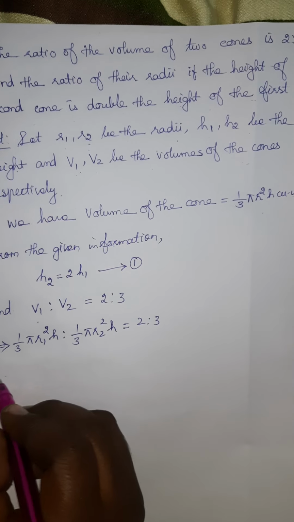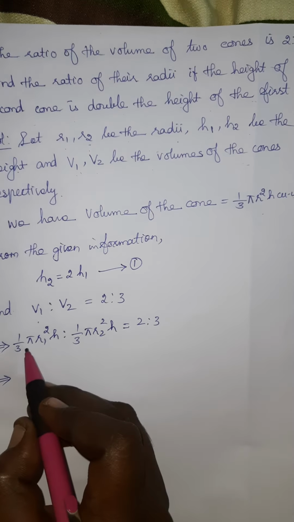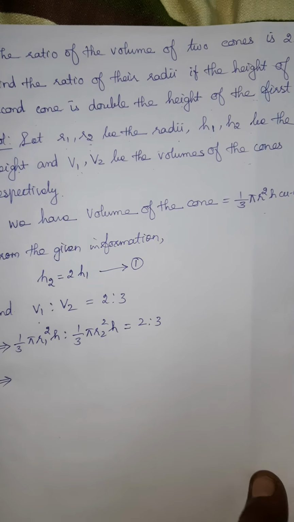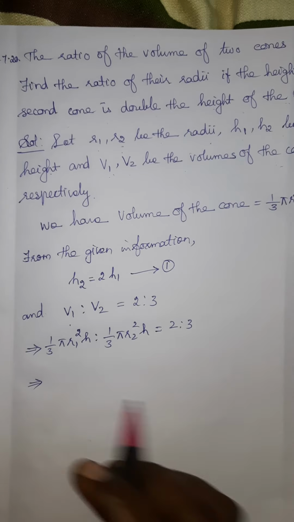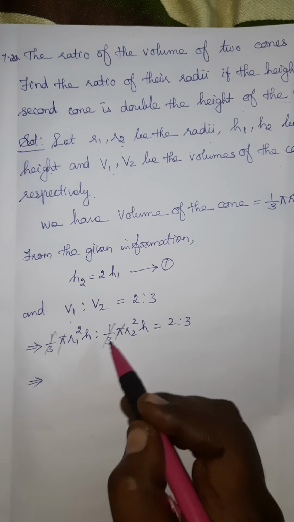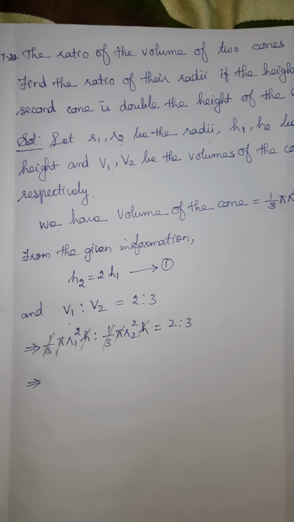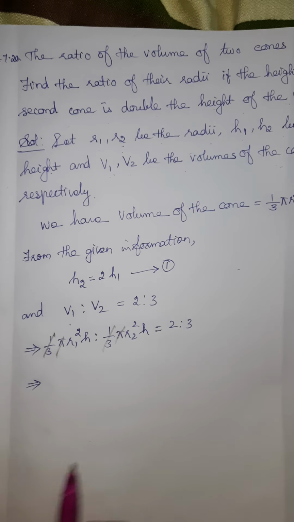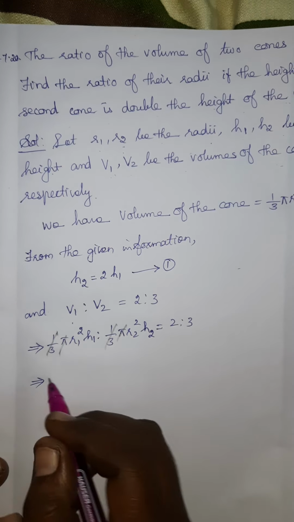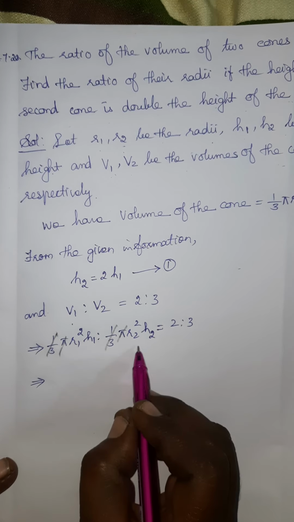Now, what values are common? You can cancel on the left side itself. Since here you have the ratio, ratio means it is like the fraction form. So you can cancel the common values on the left side itself. This is H1 and H2. Now we can cancel 1/3 pi from these two formulas.